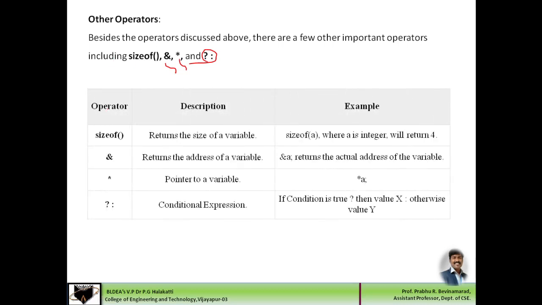First let us understand what is meant by the sizeof operator. The sizeof operator returns the size of a variable. If you want to know how much memory has been allocated for a particular identifier or variable, that is retrieved by using this operator. So the sizeof operator will return the size of the memory which is allocated for the variable. This is written in this way.